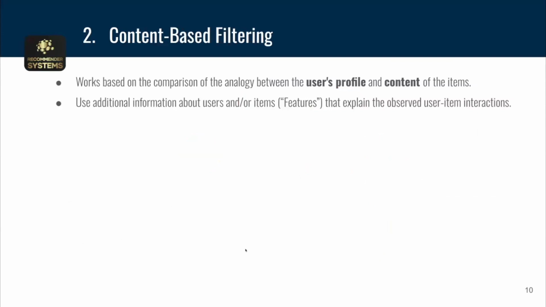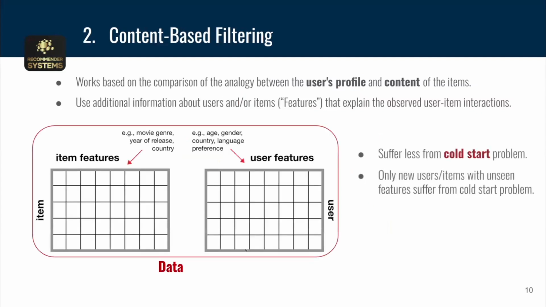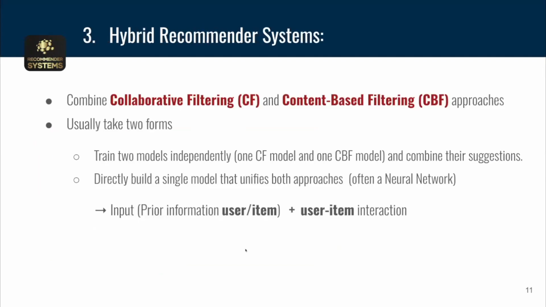The second technique is what we call content-based. This approach works based on the comparison between user profiles and the contents. For example, users at the age of, I don't know, 19 to 35 would be interested in action movies. So this suffers less from the cold start problem because we already have these assumptions that users are in a certain category, and a certain category can be interested in some features or specific aspects of a content. And the third common approach is a combination of these two.